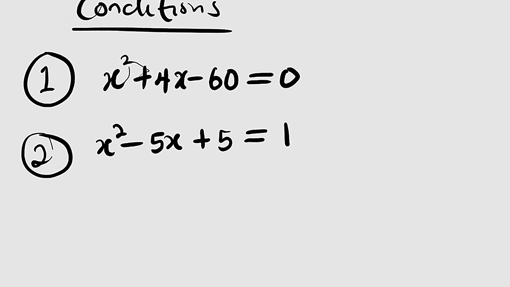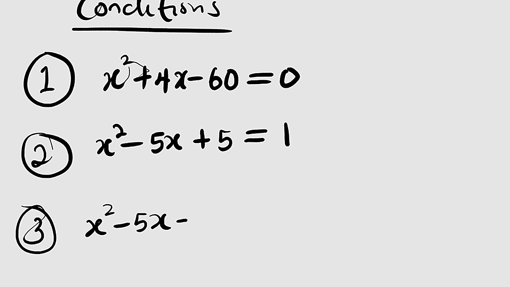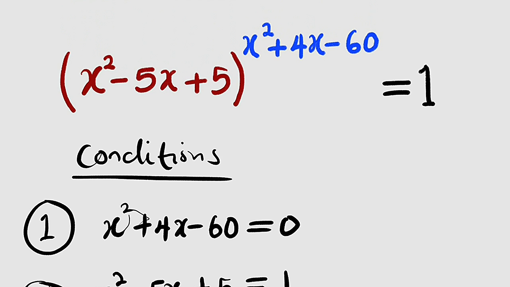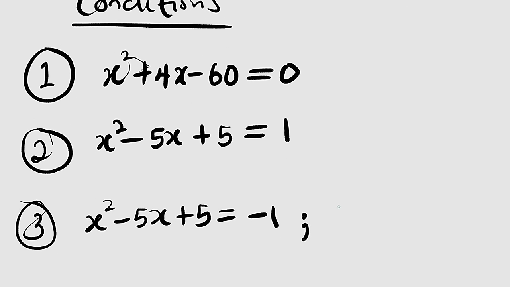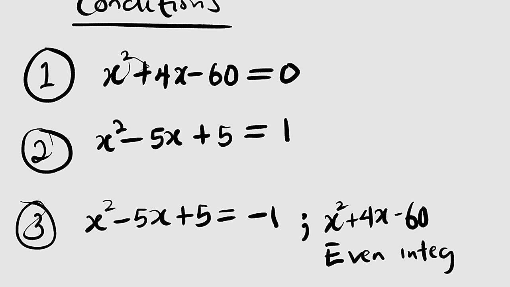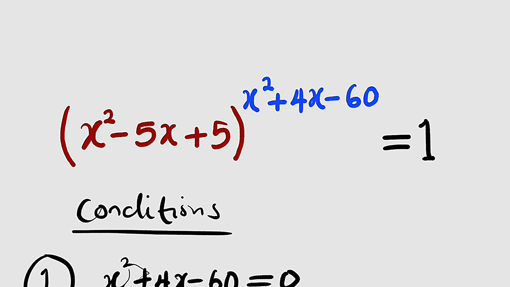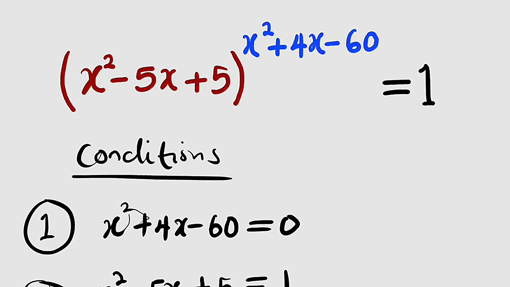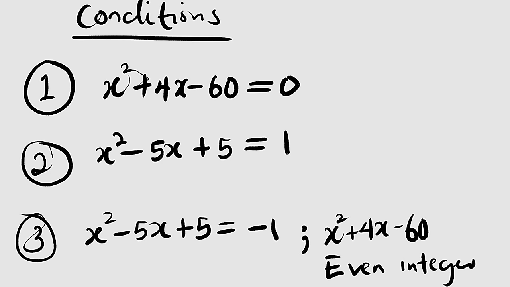Then the last condition, if the base, x squared minus 5x plus 5, is equal to negative 1, but the exponent must be what? Even. X squared plus 4x minus 60 will be an even integer, right? So if the base is negative 1 and the exponent is an even integer like 2, 4, 6, then negative 1 raised to the power of 2 will give us 1, right? So these are the 3 conditions we need to find. Solve them separately and find our solutions. Let me start with the first one.